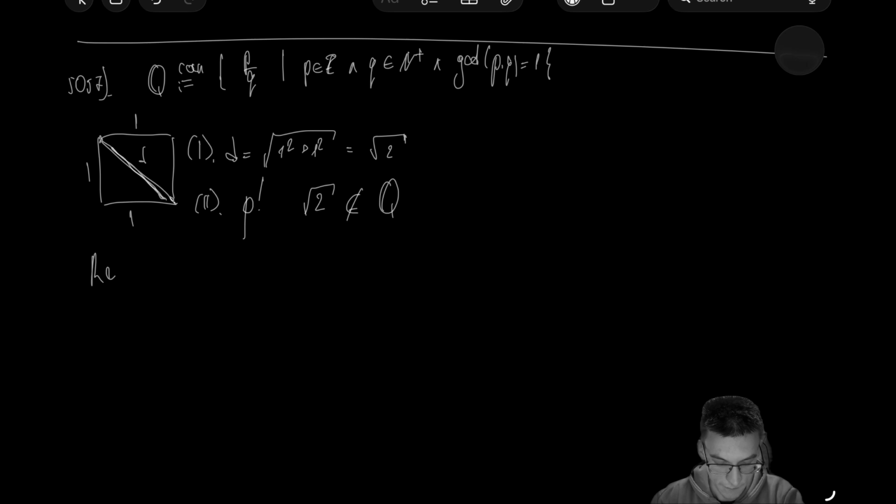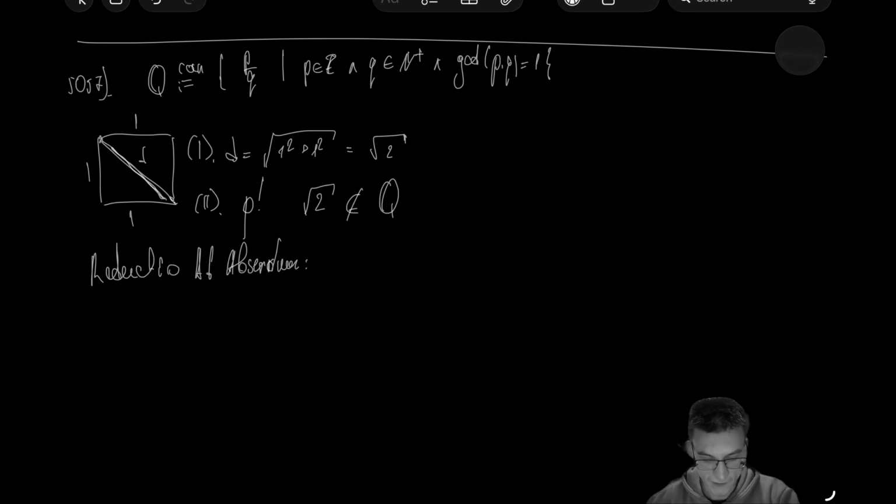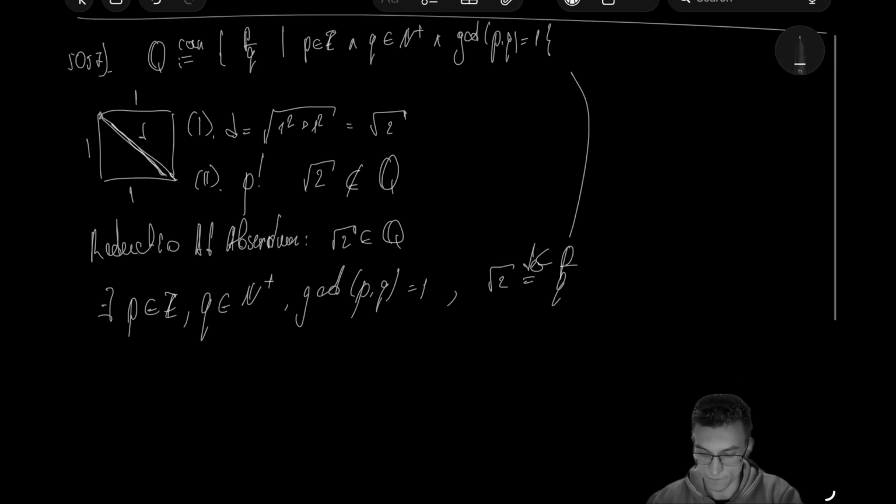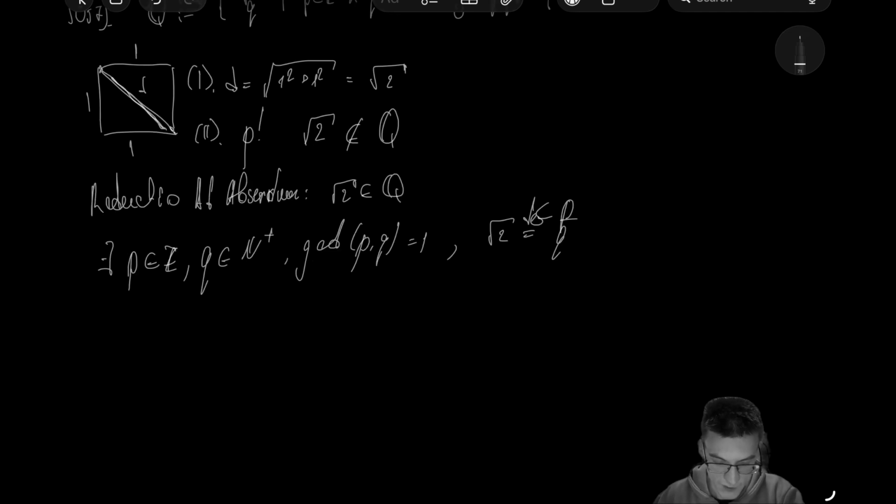We're stating that there is such a representation P over Q, where P belongs to the integers and Q belongs to the natural numbers, such that the greatest common divisor of these two numbers equals 1. Because we assumed that the square root of 2 belongs to the set of rational numbers, such that the square root of 2 equals P over Q. This is by definition of our set. It follows from here. So what does it give us?